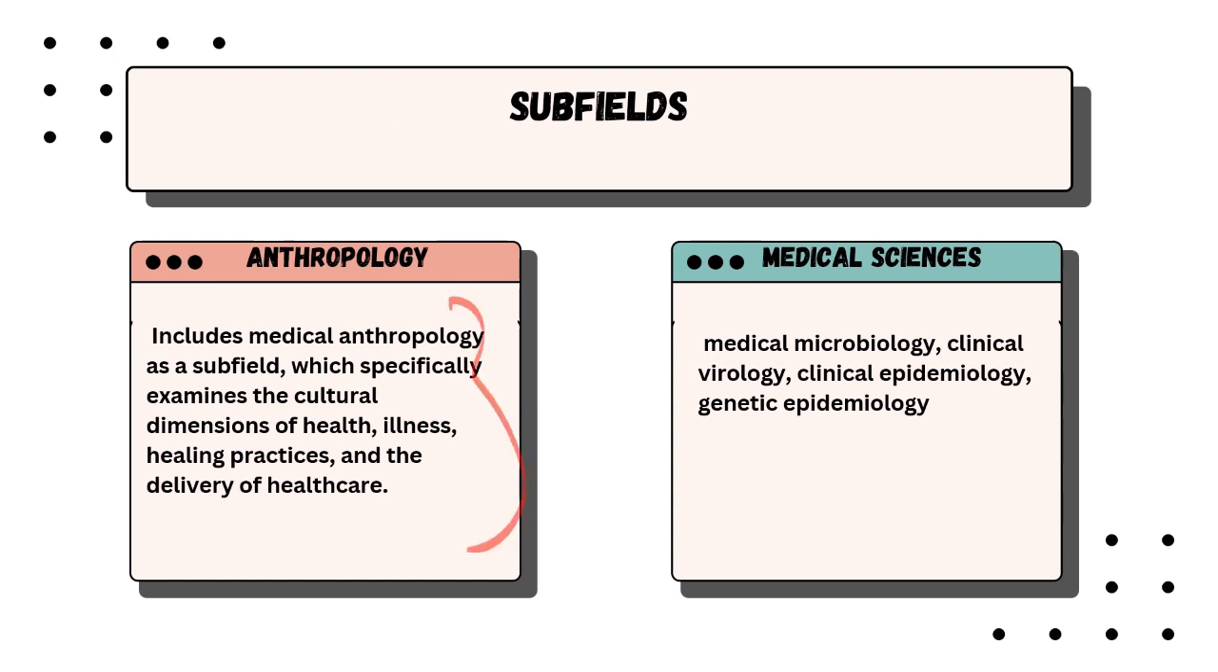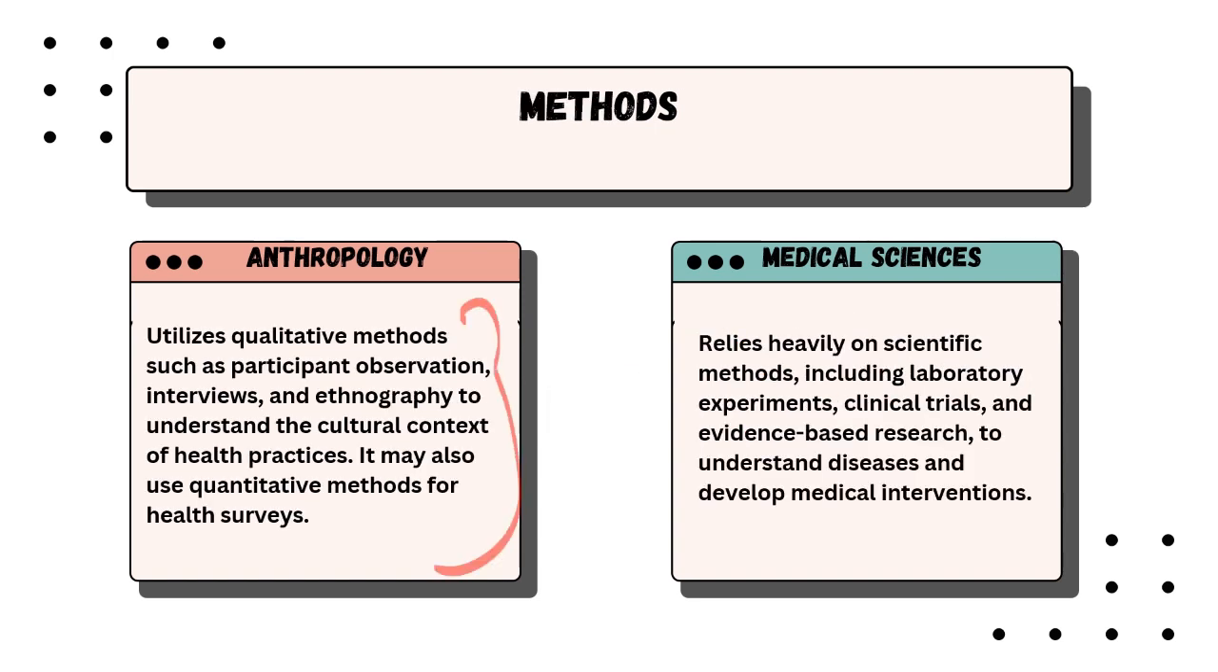So the next one is subfields. Anthropology, we all know, has four major subfields, plus applied anthropology can also be considered as a fifth subfield. Whereas medical sciences include medical microbiology, clinical virology, clinical epidemiology, or genetic epidemiology. Methods we have seen extensively, that is qualitative and quantitative methods such as surveys, interviews, fieldwork, or ethnography, etc.